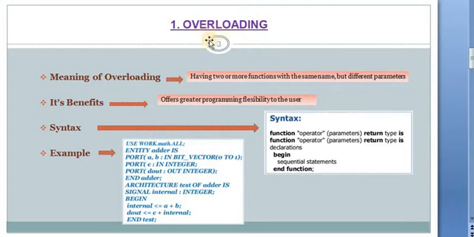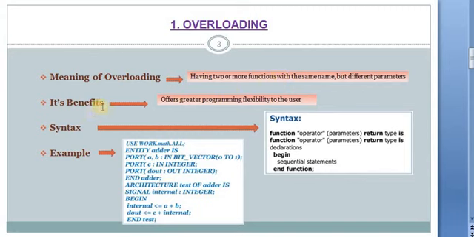So what is overloading? The definition says that it is a process of having two or more functions with the same name but with different parameters. So what is the meaning of this statement? This says that in VHDL, the operator is called overloaded if there is more than one function which is specified for different data and result types. So here it must be kept in mind that in the overloading case, both functions can exist together.